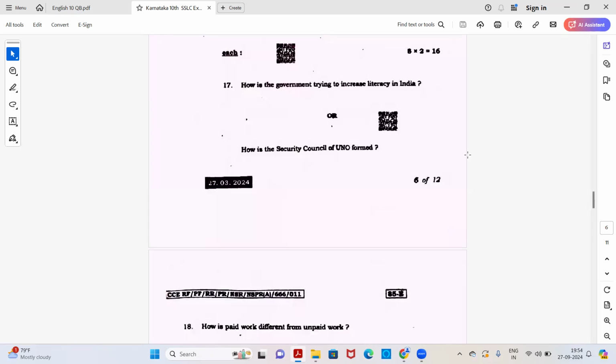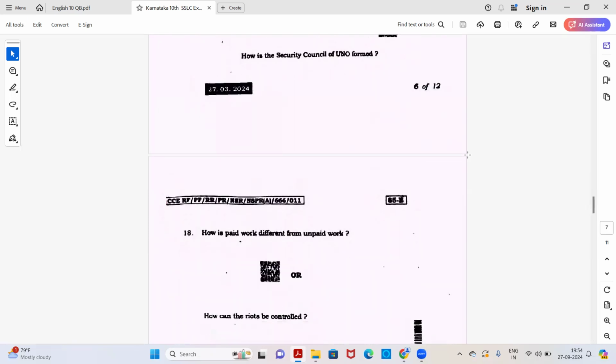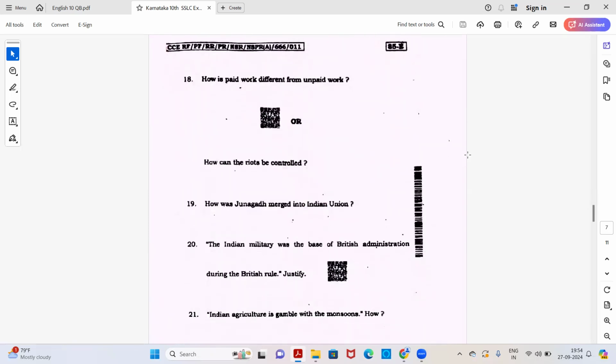So for question number 17, any one of this you can attempt, whichever you feel is easy, you know the answer. Okay. Next question number 18, how is paid work different from unpaid work? Or how can the riots be controlled? Again, option is given, anyone.